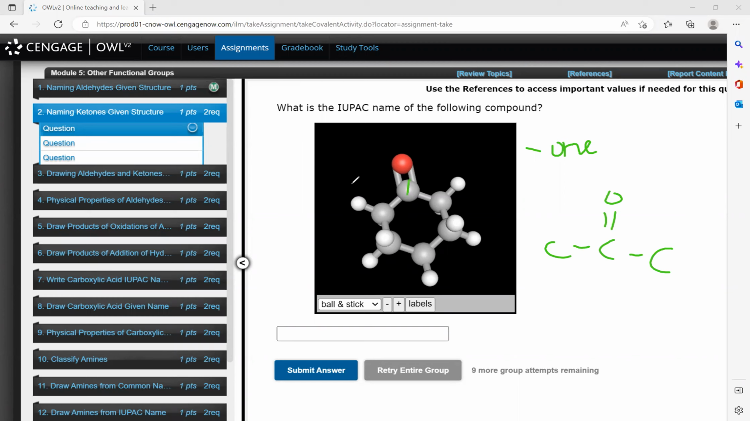So again, we're going to make that ketone number 1, 2, 3, 4, 5, 6. So this will be hexane. And because again, it's going to be a ketone, we write "-one". Now, because this is a ring-like format, don't forget to write cyclohexanone.